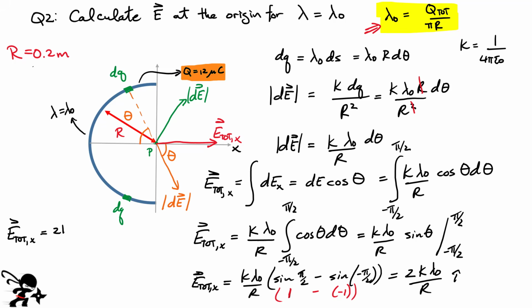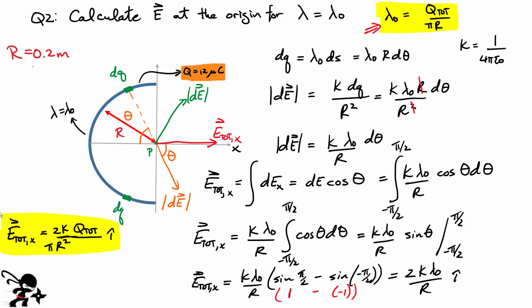So I have 2k divided by r. Now the lambda 0, I'm going to substitute this. It's the total charge of the ring, or this half ring, divided by pi r squared. I'll put the pi in the front and put the other r over here. So at the end, this is what you get, and again, it's in the x hat direction. So that is the result here for my total electric field for the uniform case.